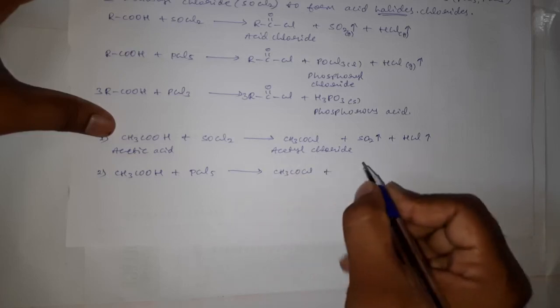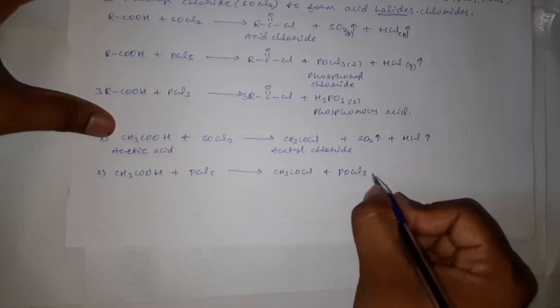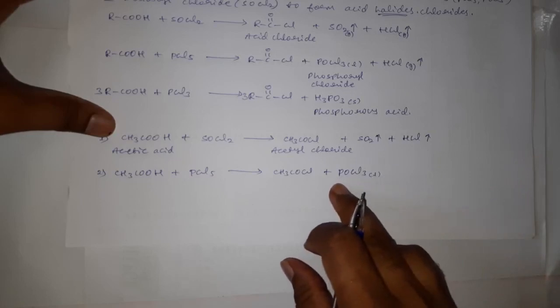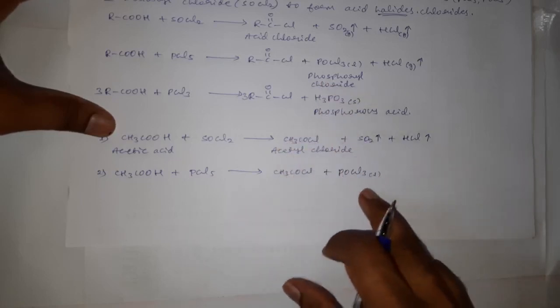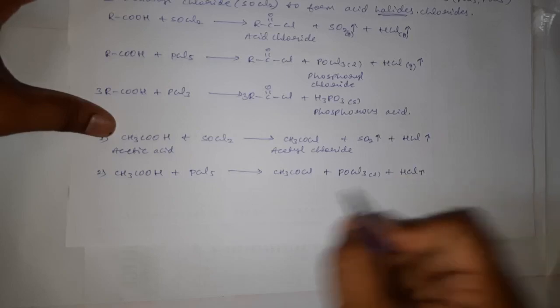Acetyl chloride, and along with this one we will get POCl3. It is a liquid, and its name is phosphoryl chloride, and along with this one we will get gaseous HCl.